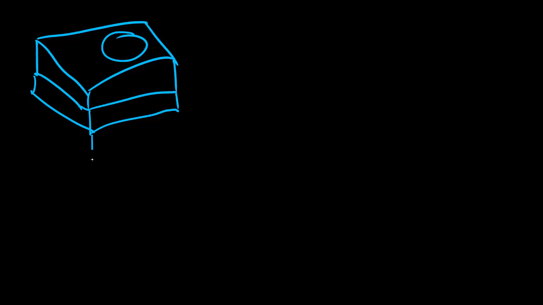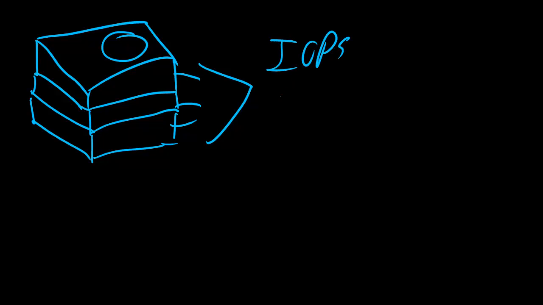So there's a couple ways to solve this issue. One is we add more disks, right? We have more disks in the stack, we have more of them serving our requests. And that's the first thing servers do, is they add more disks to increase the number of IOPS, input/output operations per second, so that they can serve more workloads.